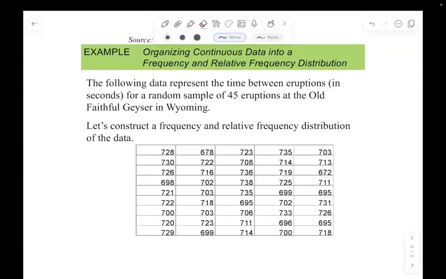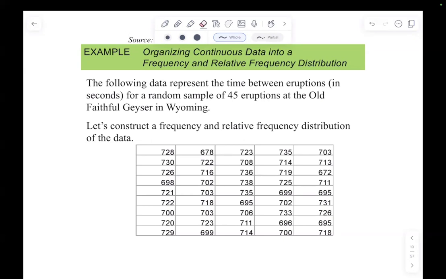So I have a bunch of data here. This is the time between eruptions in seconds for a random sample of Old Faithful geyser eruptions. I'm going to make a frequency and relative frequency distribution of the data. Then we're going to make a histogram.